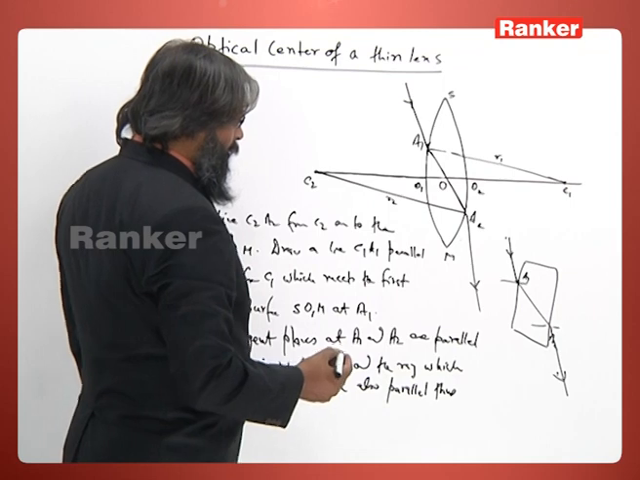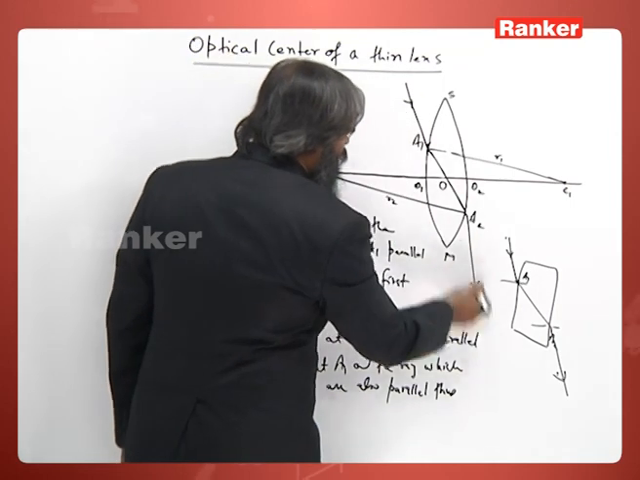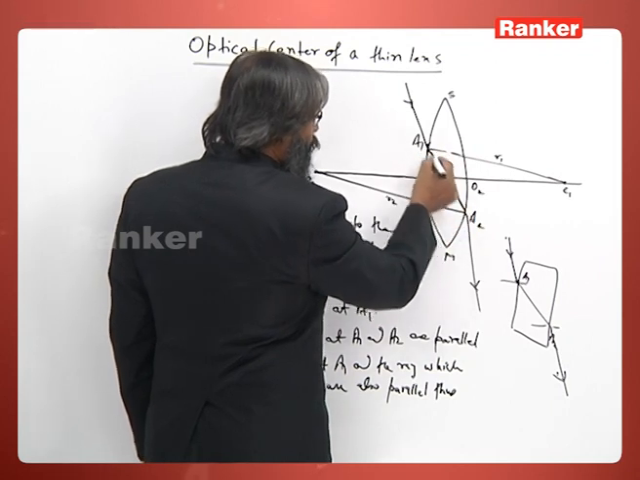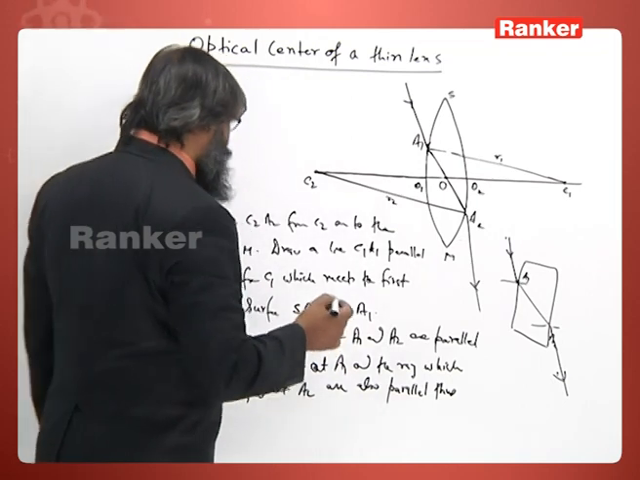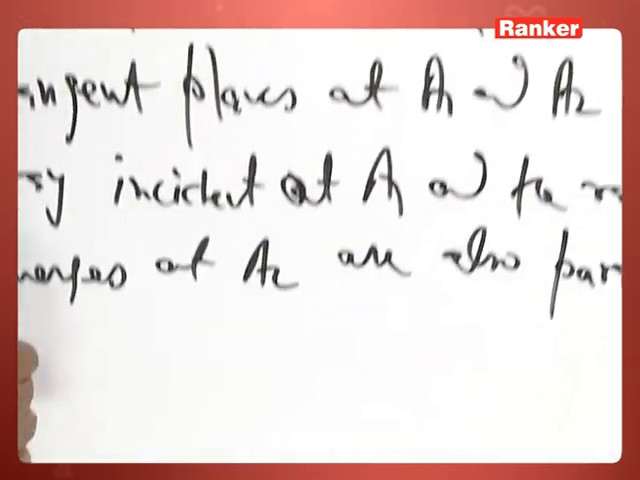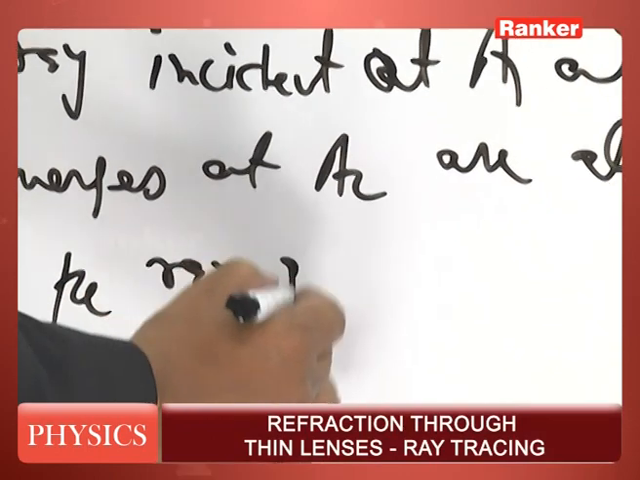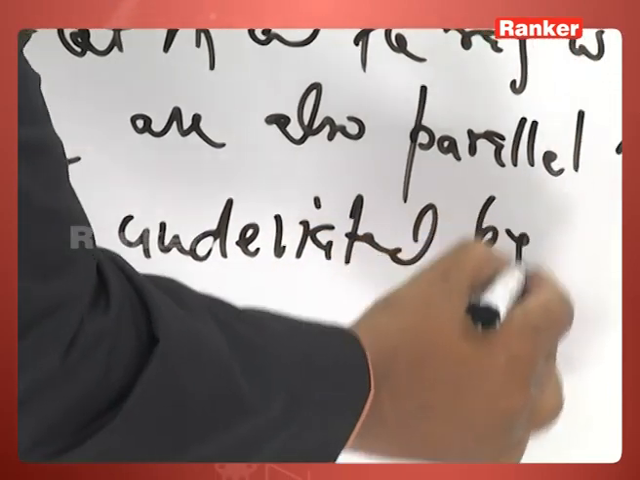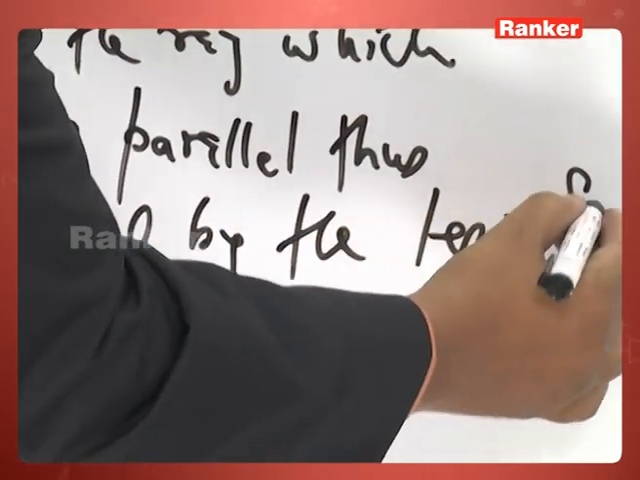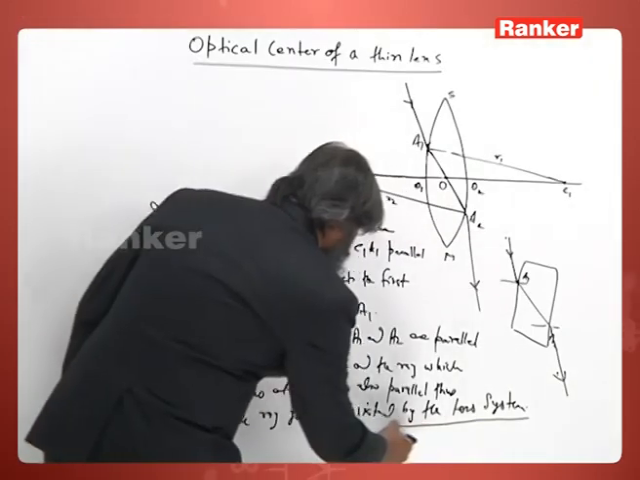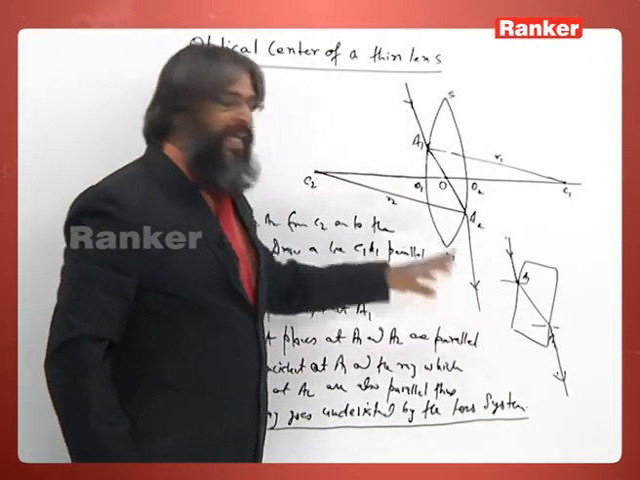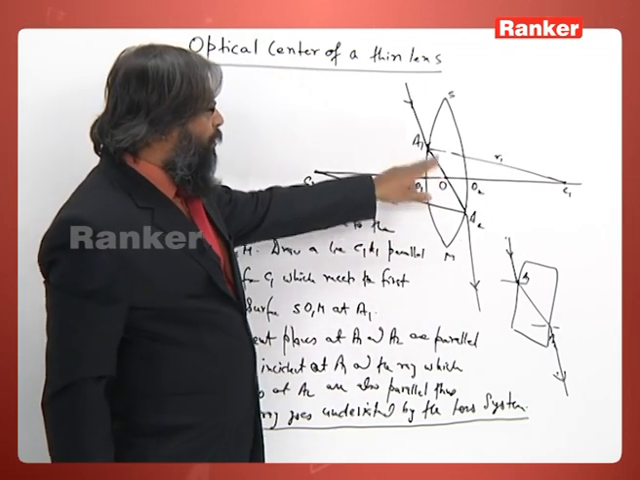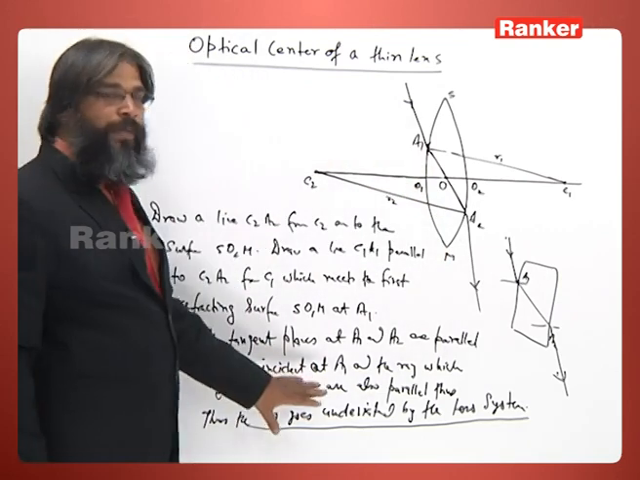Thus, you see these two rays emerge parallel to each other when they pass through this point O, or when they pass through A1 and A2. Thus the ray goes undeviated by the lens system. Very important point. So, for this ray there is no deviation. Now, my point is to calculate the point O with respect to the lens. Very important point. Please take down.